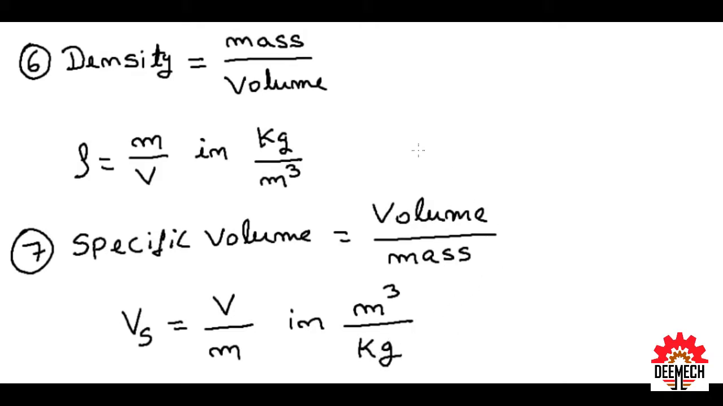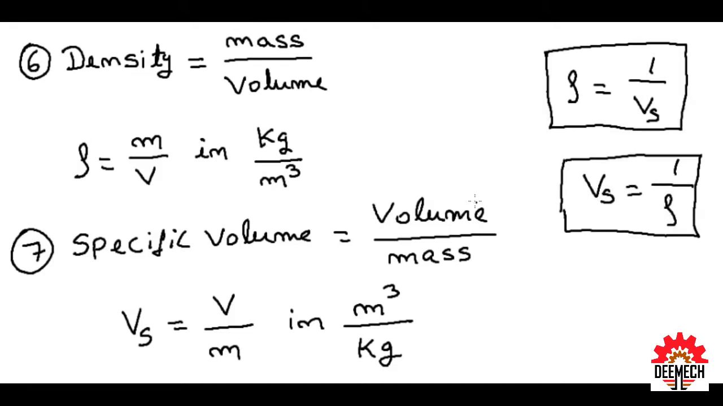From these two equations, we can note down that density is the reciprocal of specific volume, or specific volume is the reciprocal of density. So that can be written as density is equal to 1 by Vs, that is rho is equal to 1 by Vs, or Vs is equal to 1 by rho. We need to remember this. Density is equal to 1 by specific volume, or also specific volume is equal to 1 by density.